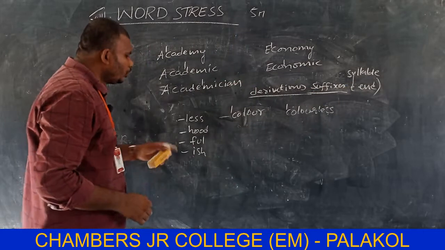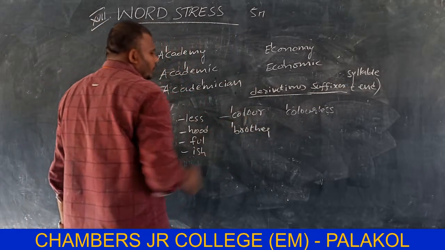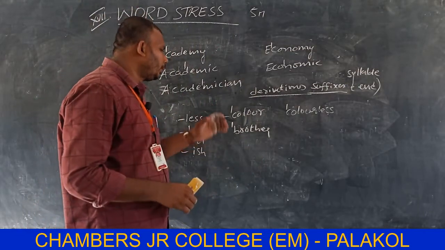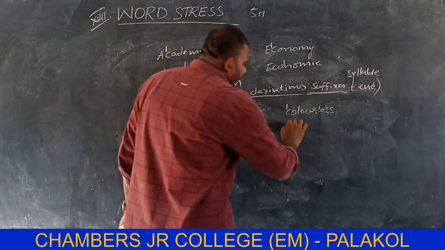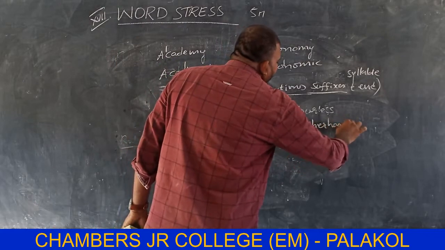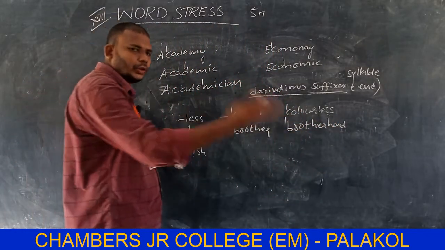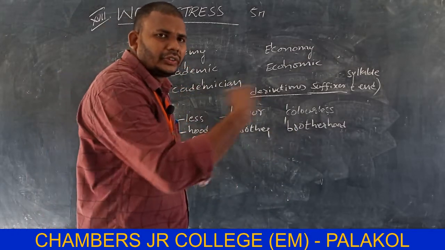And see this one, hood. Brother. It ends with the silent R and is a disyllabic word, brother, and it is a noun also. That's why we put stress on B. If it is brotherhood, mother, motherhood, child, childhood, the stress doesn't change.